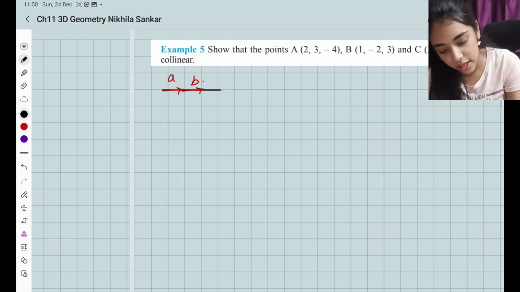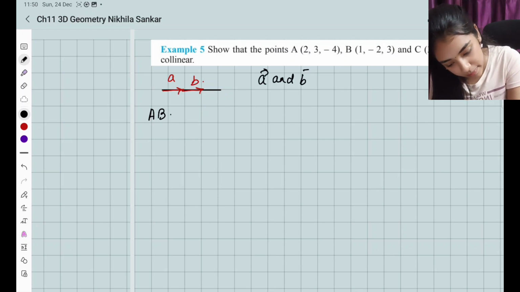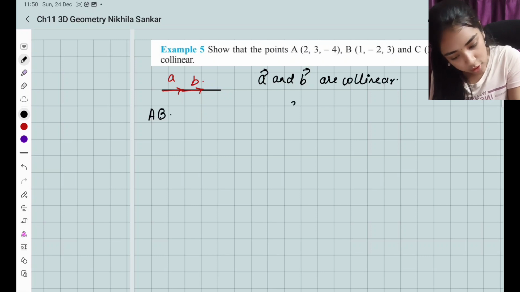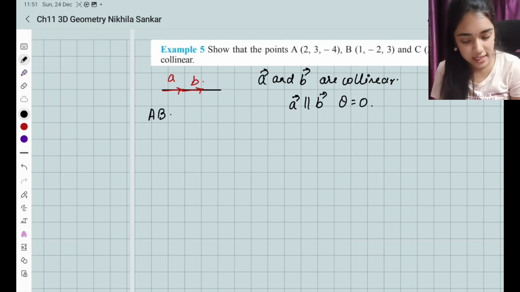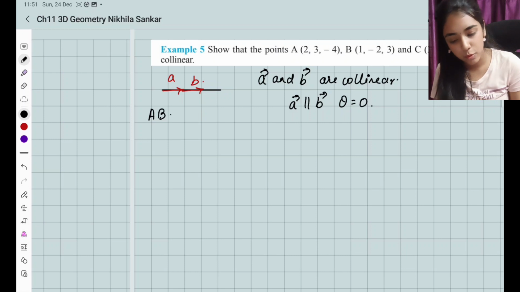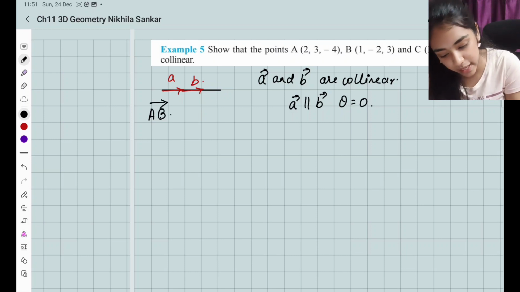So first of all, I have my point A and B. இதை இன்னொன்னு எப்படி ப்ரூவ் பண்ணலாம்? Since A and B are collinear, we can also say that A is parallel to B with an angle of 0 degree. புரியுதா? Is this okay? Is this correct? So இப்போ நம்ம இந்த கேஸ்ல என்ன பண்ண போறோம்? So first of all, I'm going to find my AB vector.